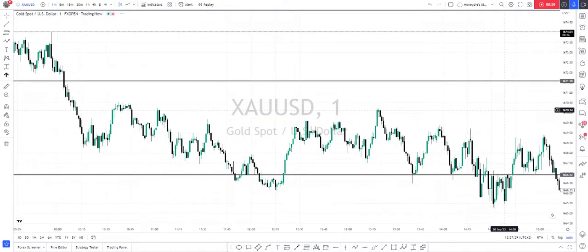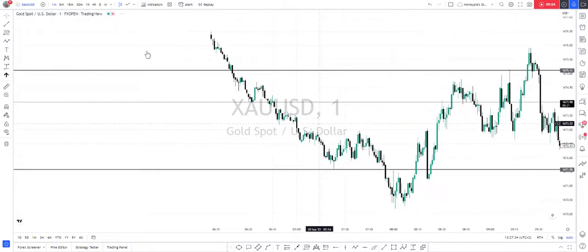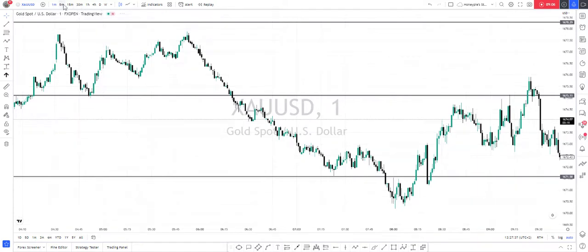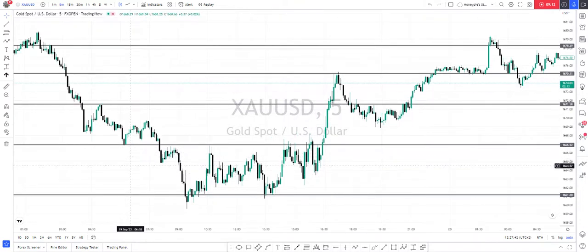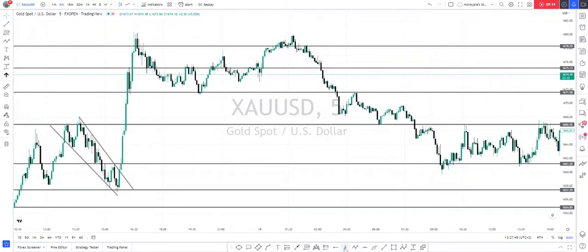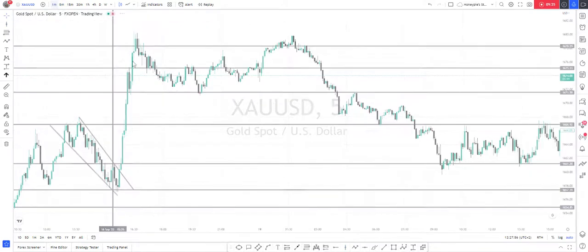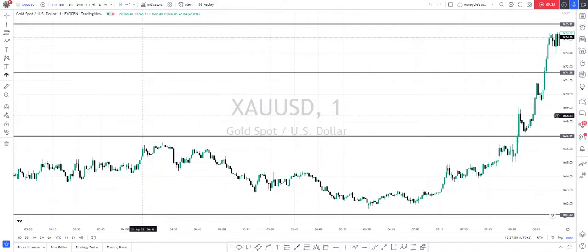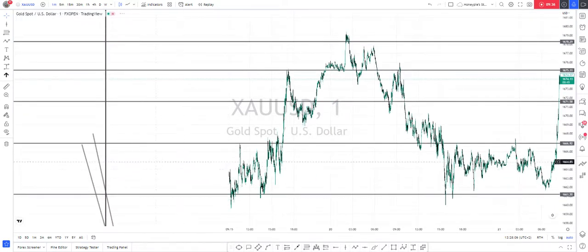Where is our pattern? Let me go back to the 5 minutes. Can't see this thing. Okay, see it over here. Let me use my vertical line so that I can easily find it. Let me go down to 1 minute again so that I can easily find it. Okay, here we go.